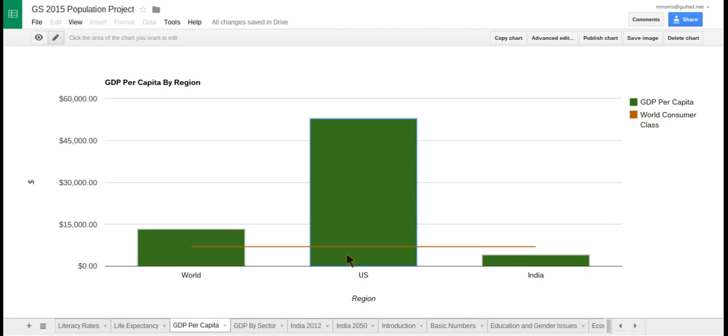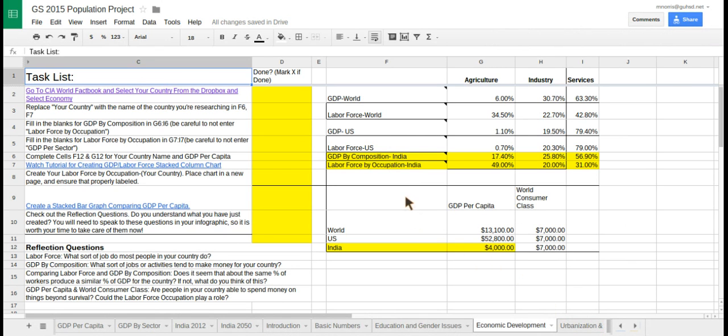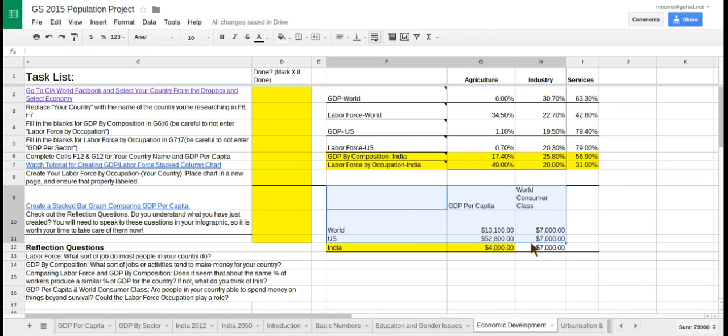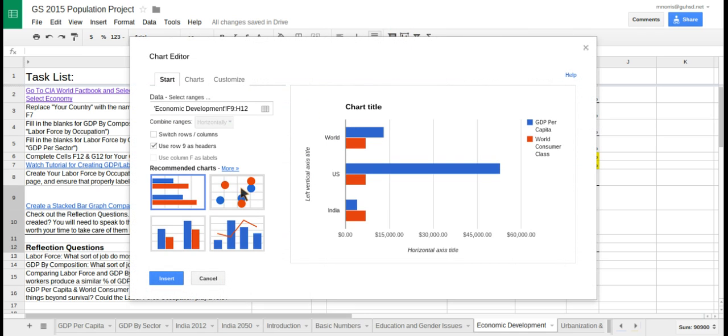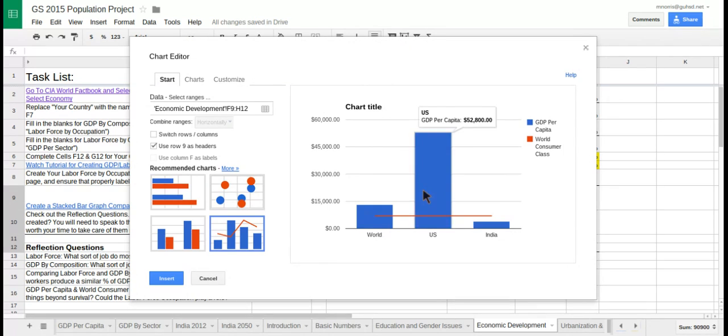And what I did to get this information was I went over to the economic tab, and I'm using this information down below. And what I did is I selected basically box F9 in this case, all the way on over to H11. And actually H12, let me check that real quick. And I was able to make a graph pretty simply. I went to the insert chart, and I chose again the combo chart. It looks something like this.